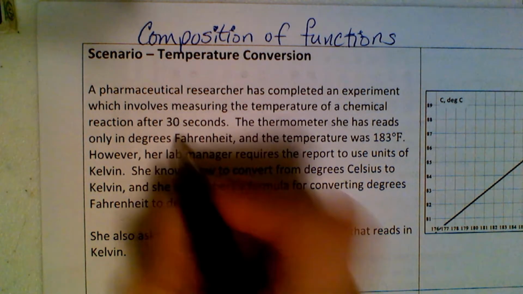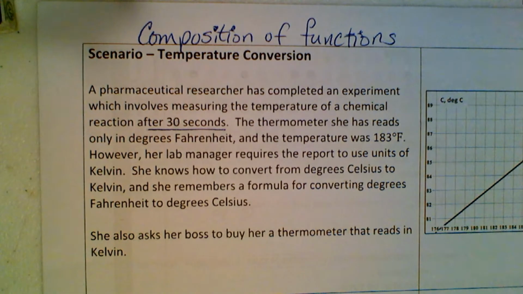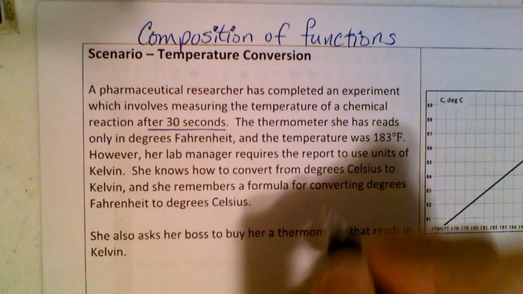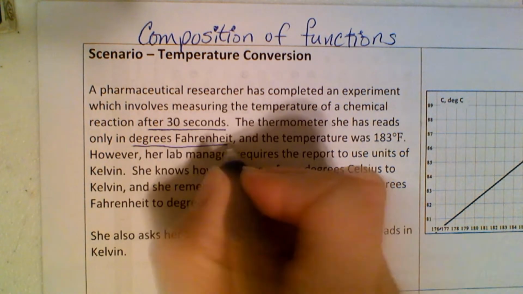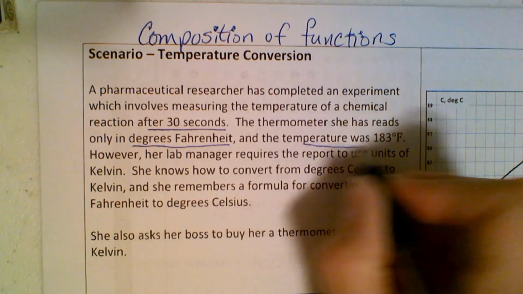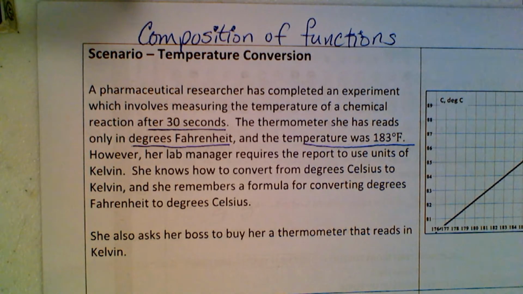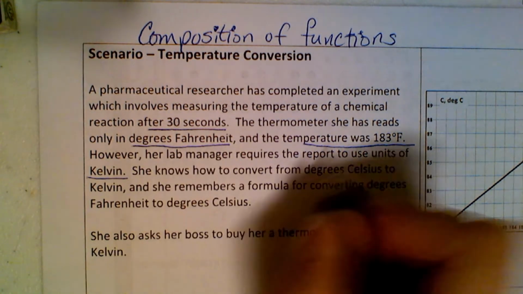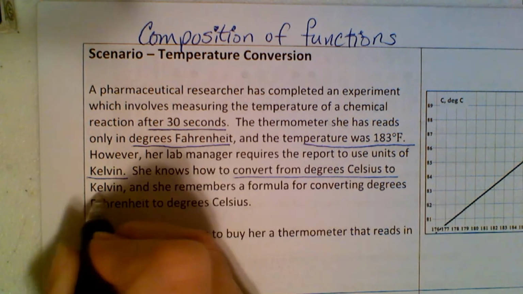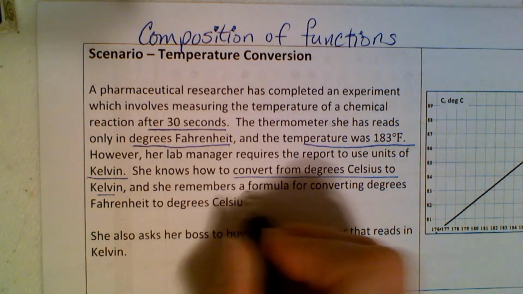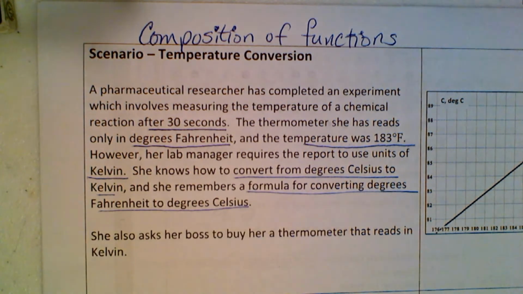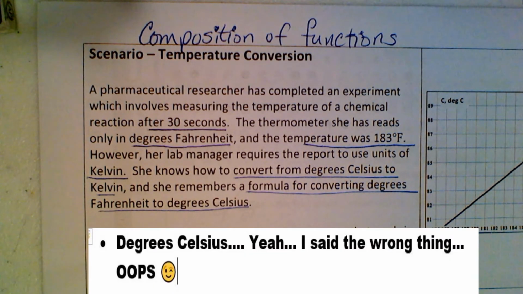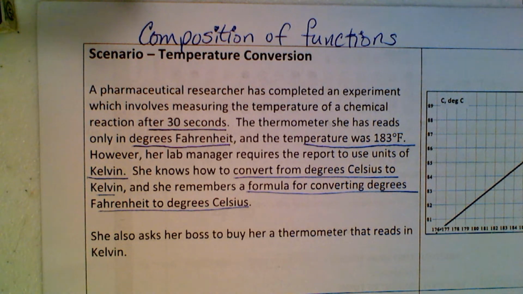One of the important things is we saw that it was after 30 seconds. We saw that the thermometer she has reads only in degrees Fahrenheit, and the initial temperature was 183 degrees Fahrenheit. And she has to use the unit of Kelvin. She knows how to convert from degrees Celsius to Kelvin, and she remembers a formula for converting degrees Fahrenheit to Celsius. So all of that is really the important stuff. So we have to figure out what she's got. Well, she's got her tables for us, so we're going to take a look at the tables.